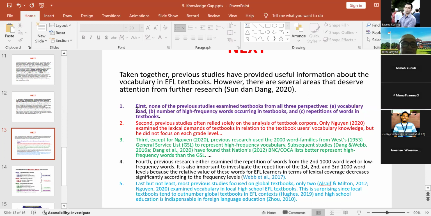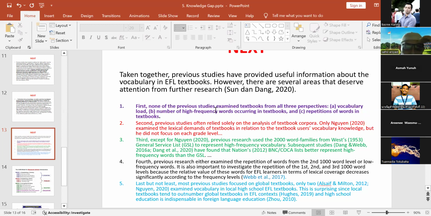So this one is a very strong research gap statement, because there are 5 limitations or weaknesses of the previous studies. None of the previous studies, previous studies often rely solely on the analysis of textbook corpora. Third, except one, previous research used 2,000 word families from West. Fourth, previous studies examined the repetition of words from the second 1,000 word level. Last but not least, most previous studies focused on global textbooks only, to examine vocabulary in local school EFL textbook.